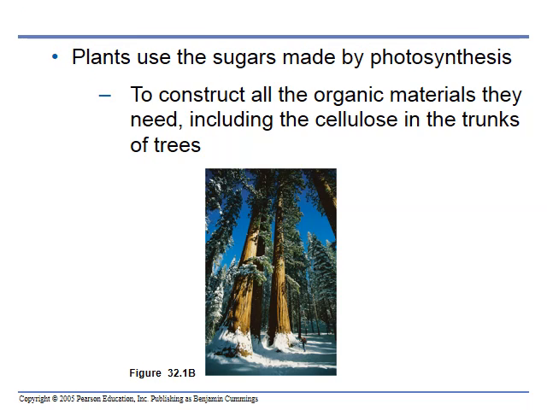So plants make sugar from photosynthesis. You guys remember that, I am sure. And they use that. That's your primary metabolism. And then the secondary metabolism, you can use those sugars to make the organic materials they need, including things like cellulose for the trunks of trees and lignin and all kinds of other materials.